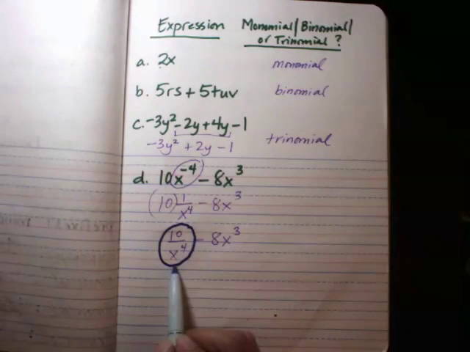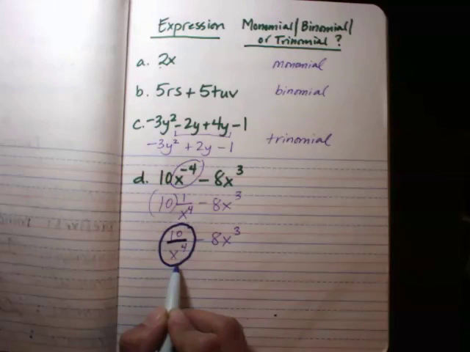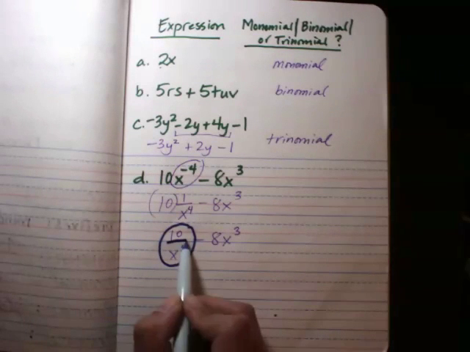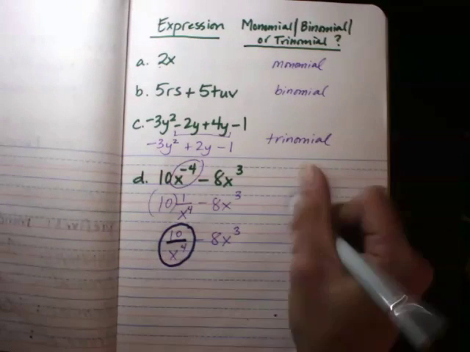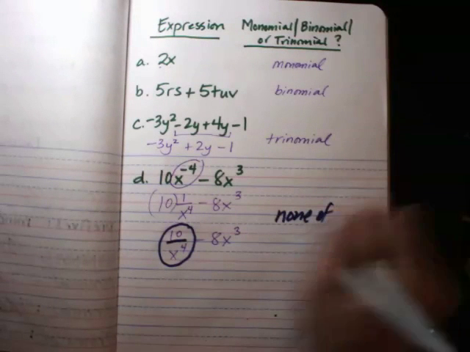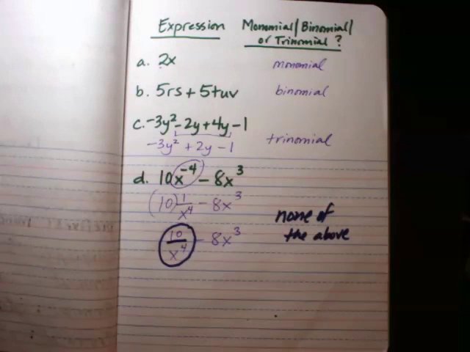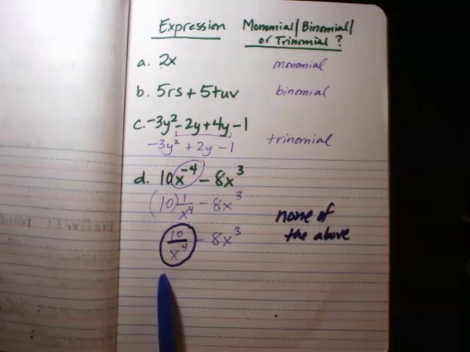Your variable here is being divided. We said monomials are the products of variables or variables and constants. Okay, this is not a product, this is a quotient of variables. So this is none of the above. It's not a monomial, it's not a binomial, it's not a trinomial. It is not a polynomial.